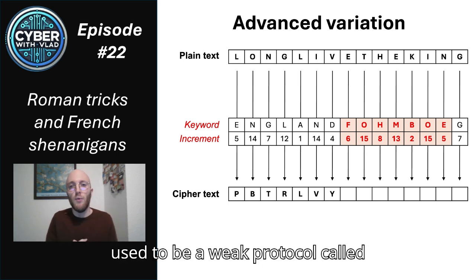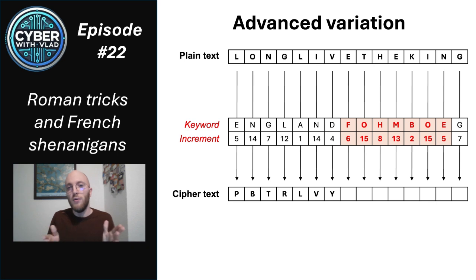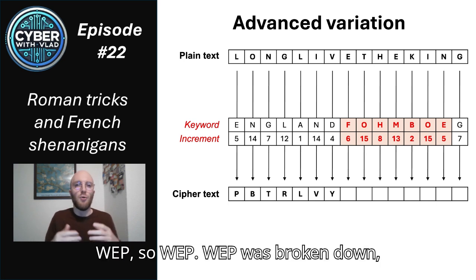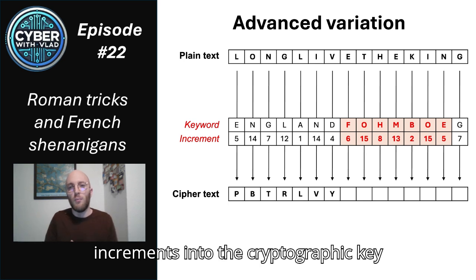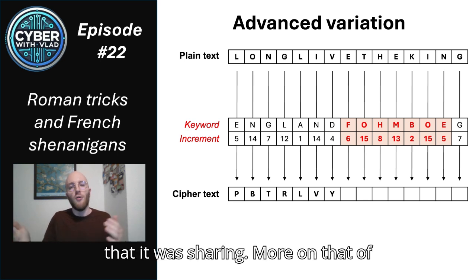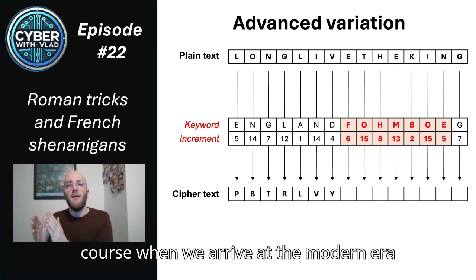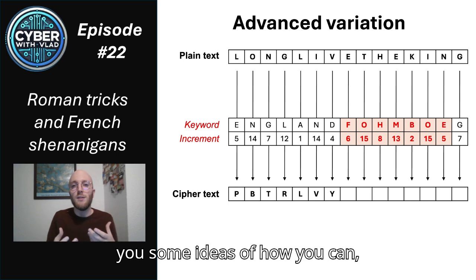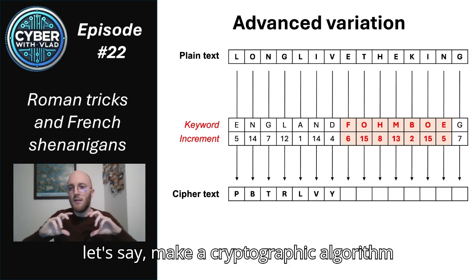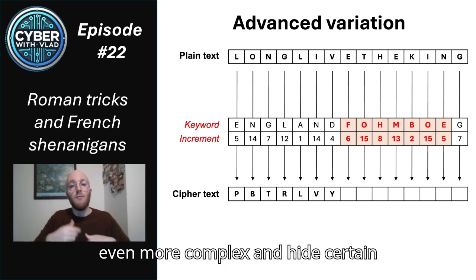There used to be a weak protocol called WEP. WEP was broken, especially because it was using increments into the cryptographic key that it was sharing. More on that, of course, when we arrive at the modern era of cryptography, but that's just to give you some ideas of how you can make a cryptographic algorithm even more complex and hide certain messages.